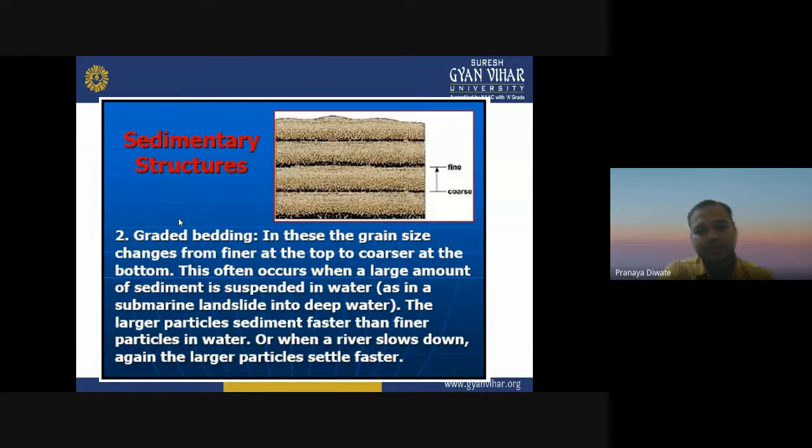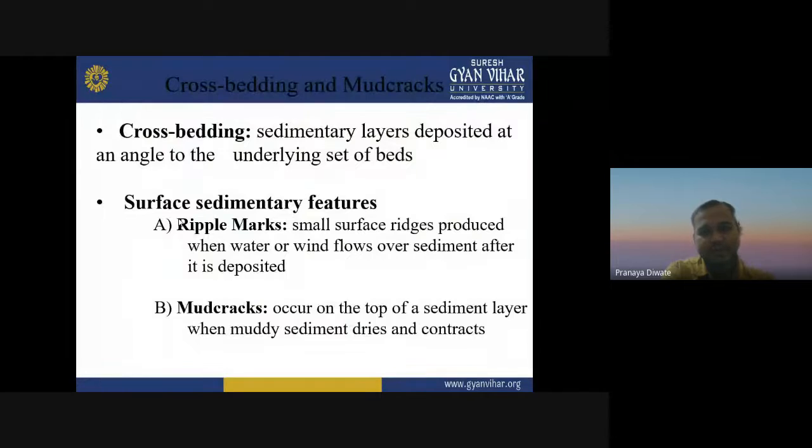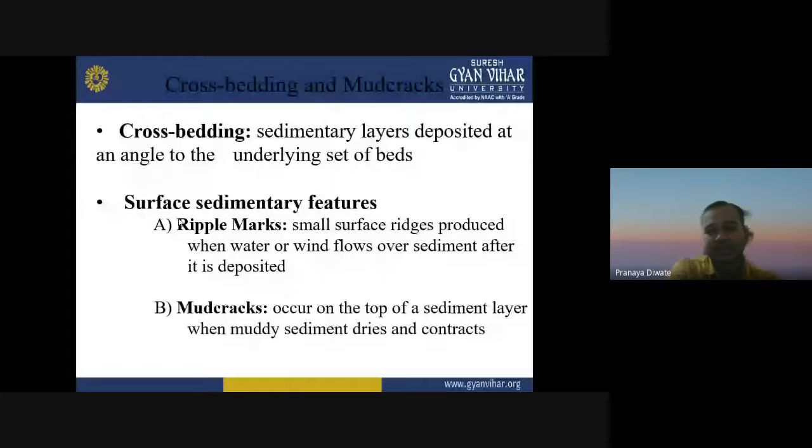So this is what I already suggested to you. What is graded bedding? From coarsening to fining, that is your graded bedding. Then the cross bedding. What is the cross bedding? Rivers can change their path and something like that. A sedimentary layer deposited at an angle is known as cross bedding.